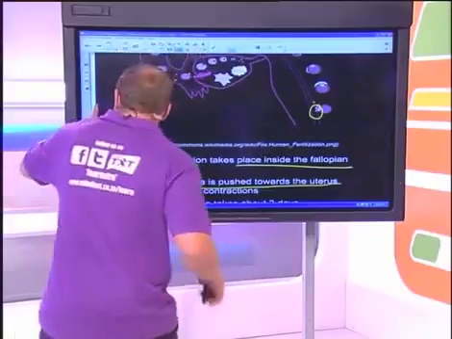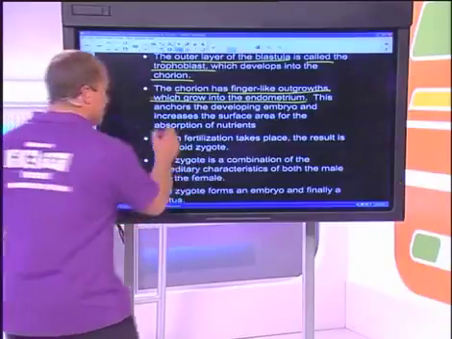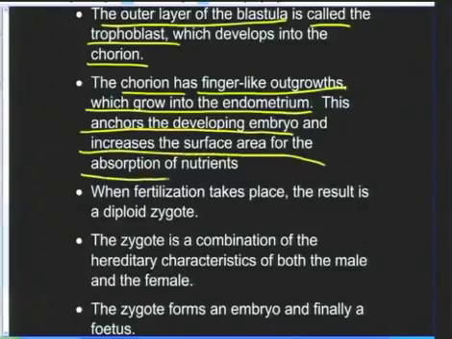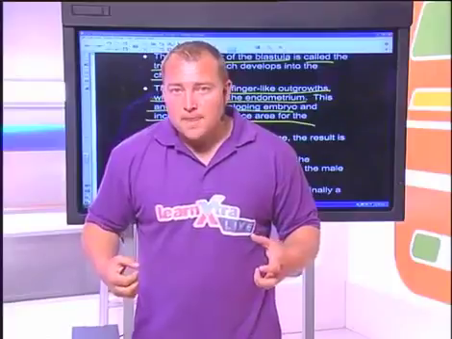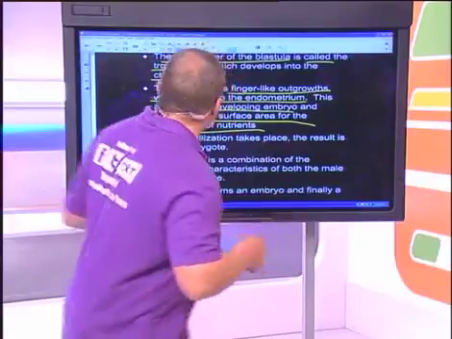Now, the reason why it does that, let's go all the way down. There we go. This anchors, first of all, and develops into the embryo, and increases the surface area for the absorption of nutrients. That's why we have finger-like outgrowths. Okay? Bigger surface area, it can gain more all the time. Very, very important.